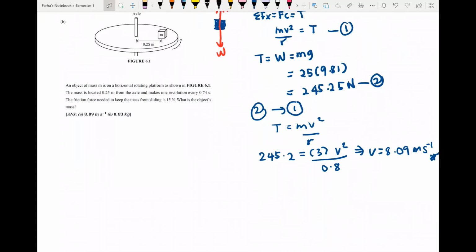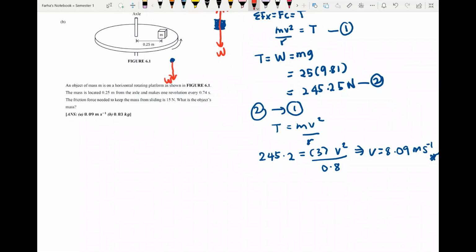Now let's look at question B. An object of mass m is on a horizontal rotating platform. The mass is located 0.25 meter from the axle and makes 1 revolution every 0.74 second. The friction force needed to keep the mass from sliding. Okay, kalau A tadi dia ada string, but untuk B dia tak ada string. So yang wujud hanyalah ada friction.